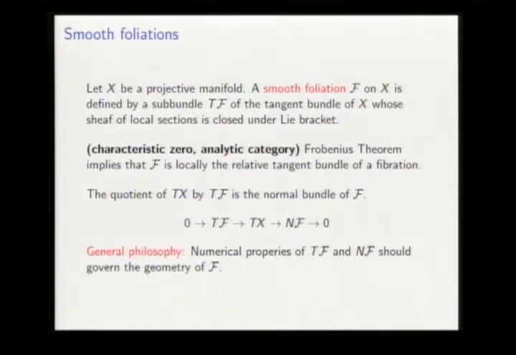And the general philosophy, borrowed from the theory of varieties, is that numerical properties of these bundles, when I say numerical properties, I mean the degree of them on curves, how they intersect curves, and so on, should govern the geometry of the foliation.